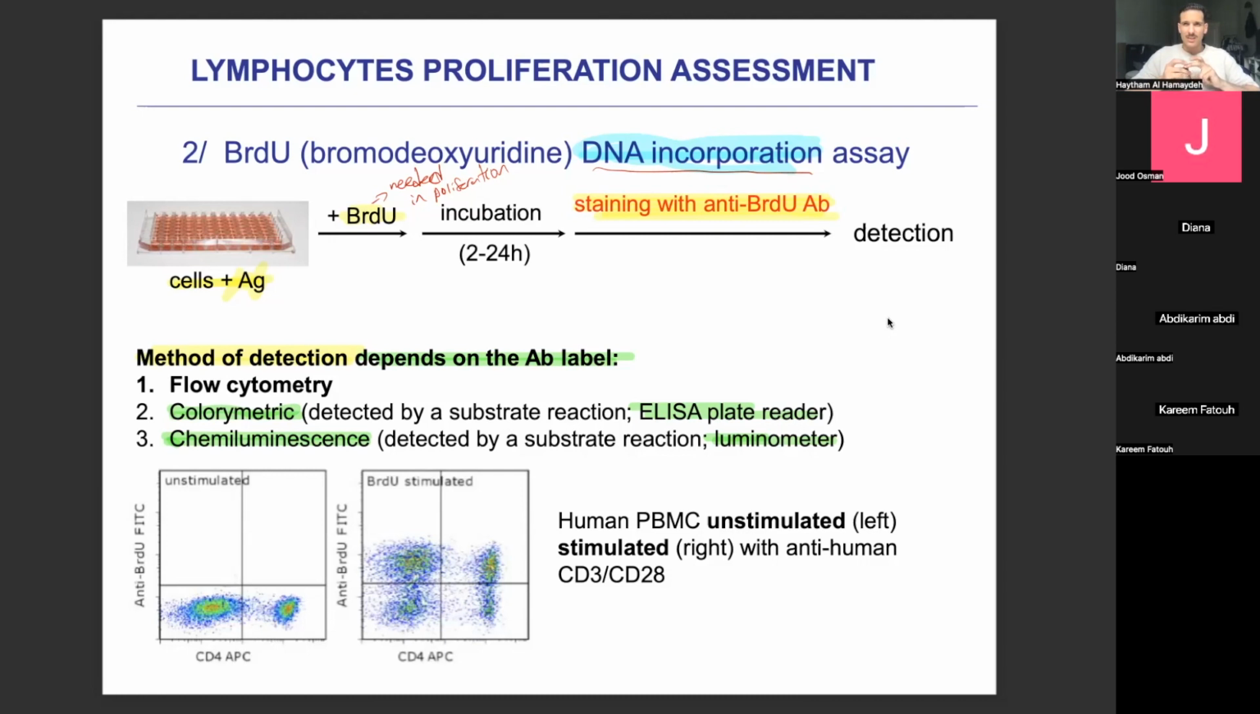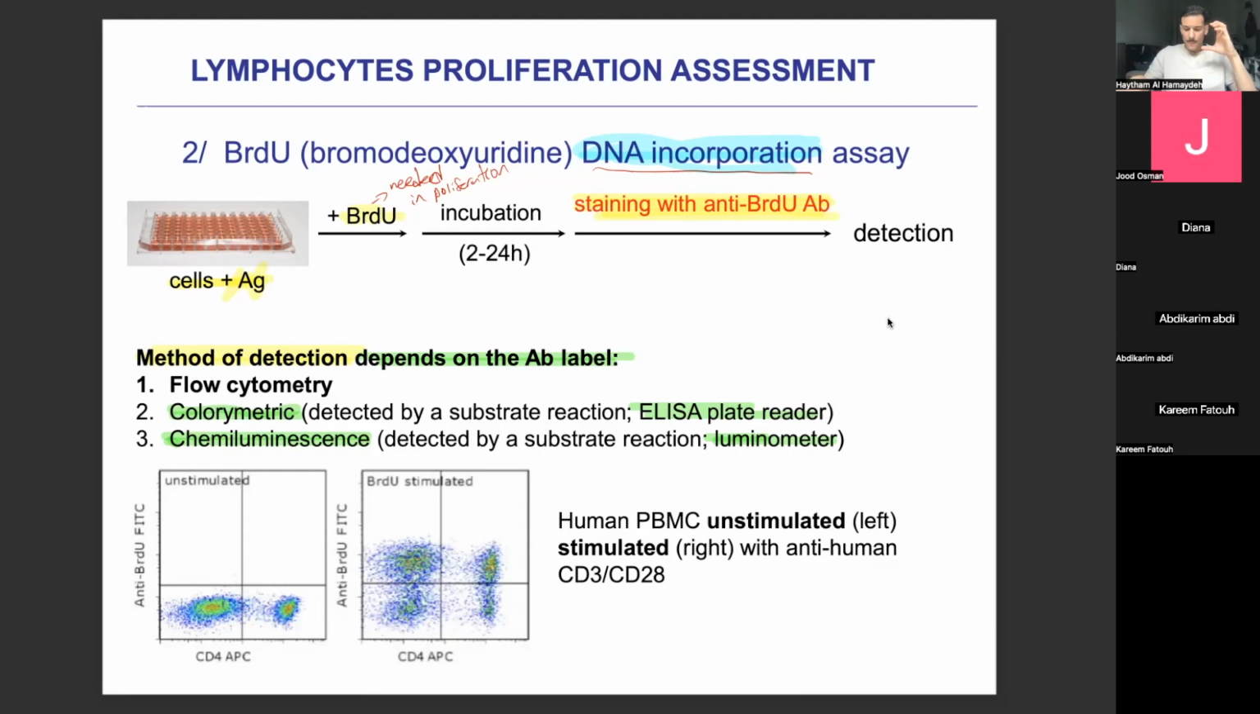Okay, so BrdU is we actually also incorporate it into DNA. And then once BrdU goes deeply inside the cell, we denature and expose the DNA and BrdU complex.